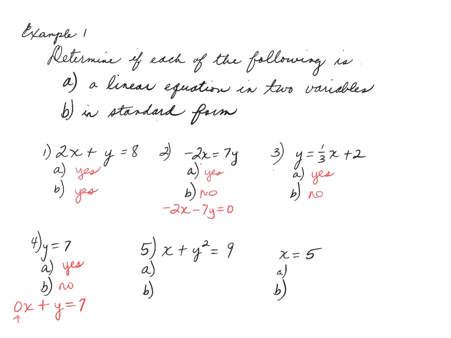The next one is x plus y squared equals 9. Well, the first thing, is it linear? Well, the exponent on the x is a 1, but the exponent on the y is a 2. So right there, that lets you know it's not linear. No, and it's not in standard form. x equals 5. Is that a linear equation? It actually is, because it can be written as x plus 0y equals 5. Okay, it can be written, so it is linear, but no, it's not in standard form.